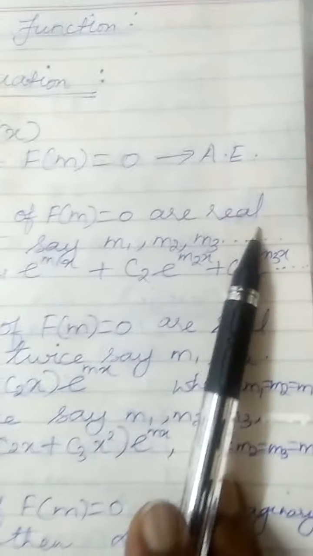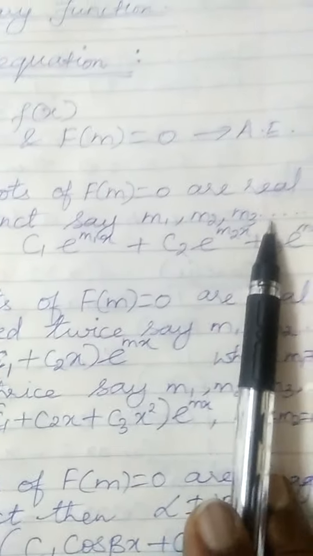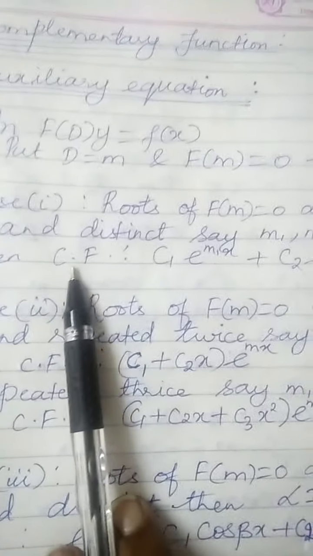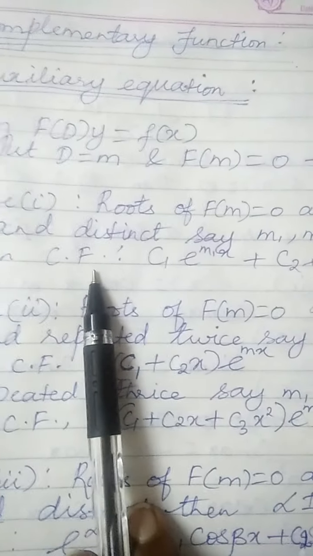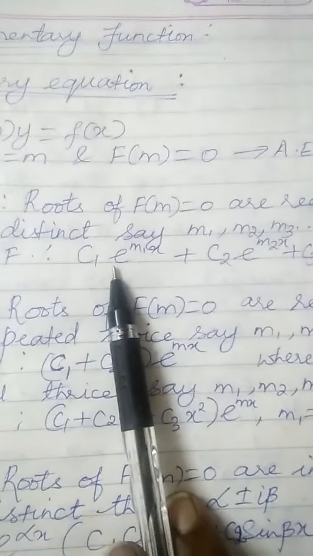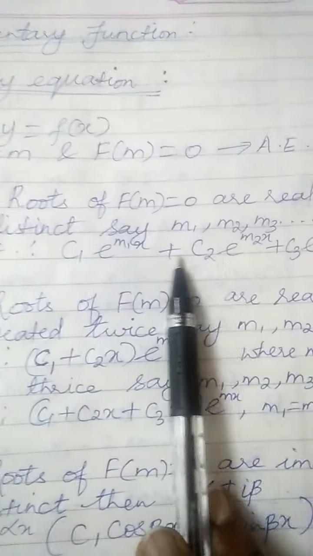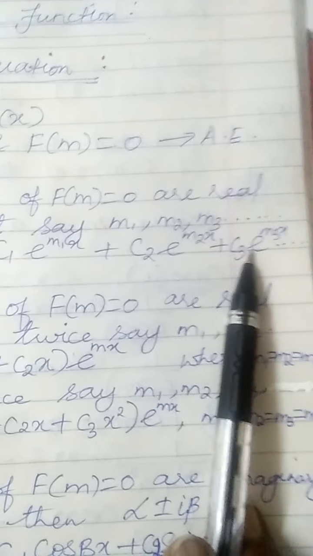Now case 1, when the roots of f of m equal to 0 are real and distinct, say m1, m2, m3, etc. In that case, the complementary function should be written in the form of c1 e power m1x plus c2 e power m2x plus c3 e power m3x plus etc. We will extend it up to the number of roots we've got.